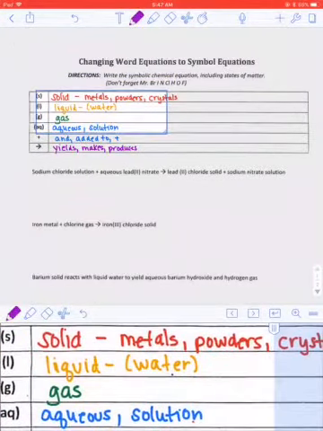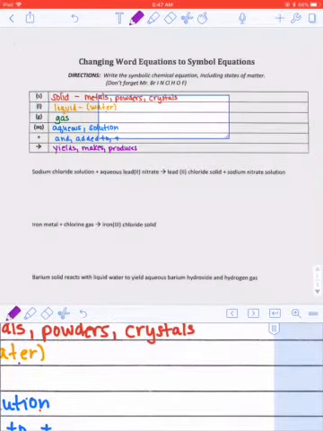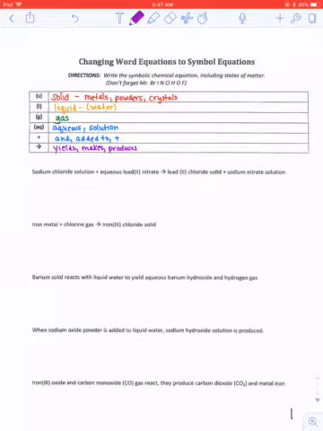Alright, so we're on page number 1 in your new reaction folder. This is just kind of a review. Solids can be a metal, or it can be listed as a powder or a crystal. Liquid, it's always going to say liquid. Usually liquid only refers to water, because aqueous would be something dissolved in water when you see AQ.